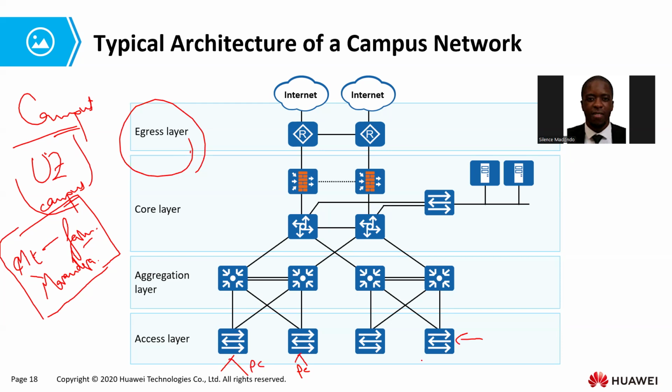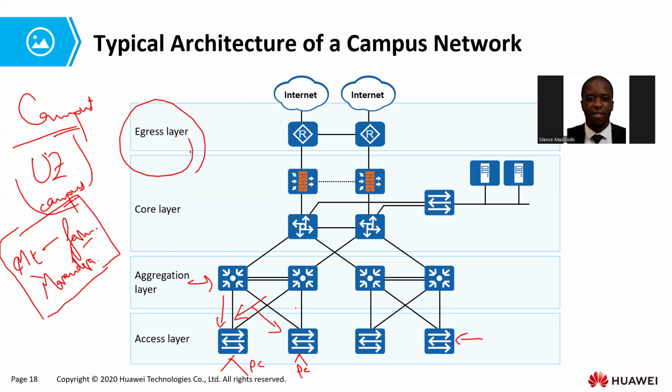Then the aggregation layer, also called the distribution layer. Aggregation layer basically being the one which connects multiple access layer switches. It can be layer 2 or it can be layer 3 devices, layer 3 switches, which basically connects multiple layer 2 devices. If you look at this one, it's connecting these two switches.